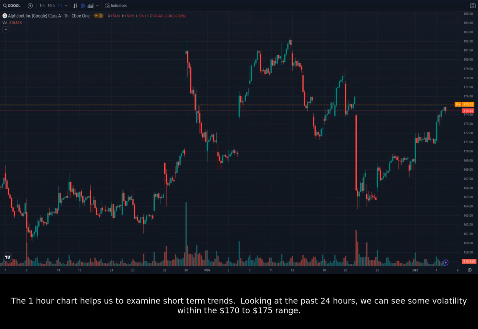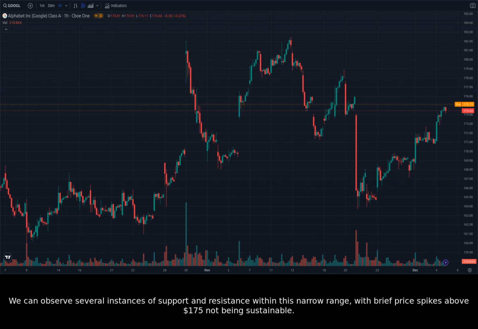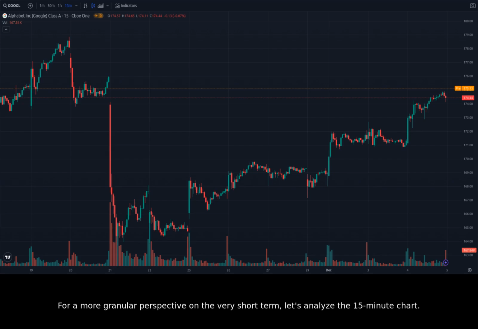Looking at the past 24 hours, we can see some volatility within the $170 to $175 range. We can observe several instances of support and resistance within this narrow range, with brief price spikes above $175 not being sustainable. This suggests that significant buying pressure is present around the $170 mark, which could lead to continued short-term consolidation. For a more granular perspective on the very short term, let's analyze the 15-minute chart.